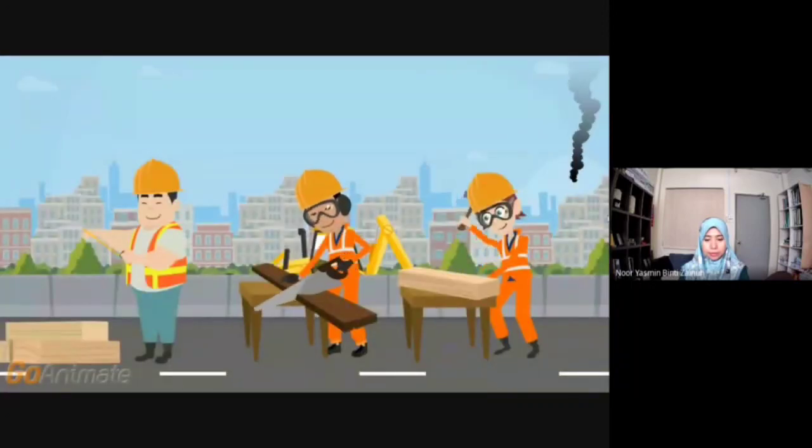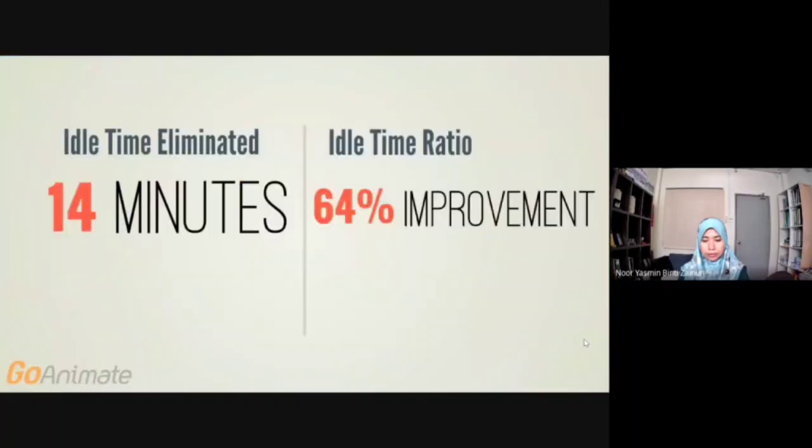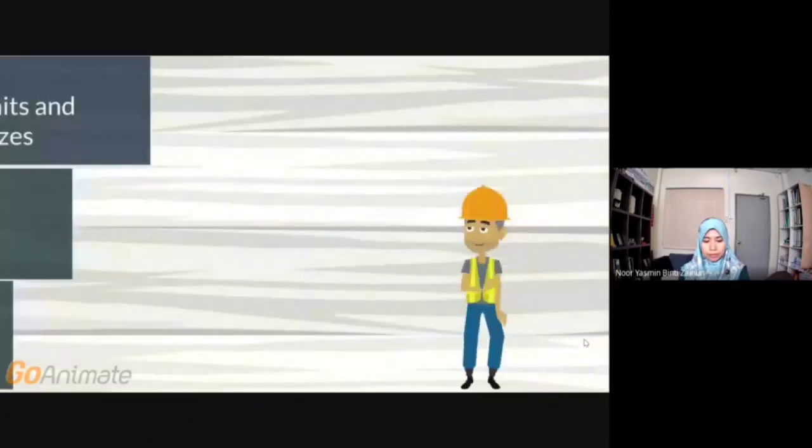In the continuous flow method, idle time is severely reduced because all 3 stations are at work simultaneously. Here, idle time only occurs at the very beginning and at the very end of the construction process. Reducing the batch size eliminates a total of 14 minutes of idle time. That counts as an over 64% improvement over the batch method.